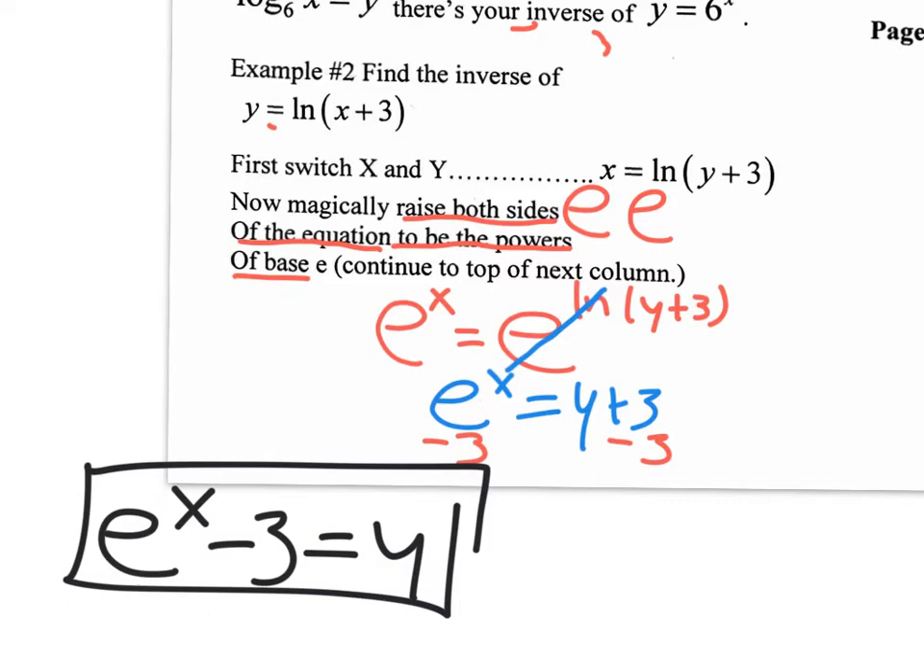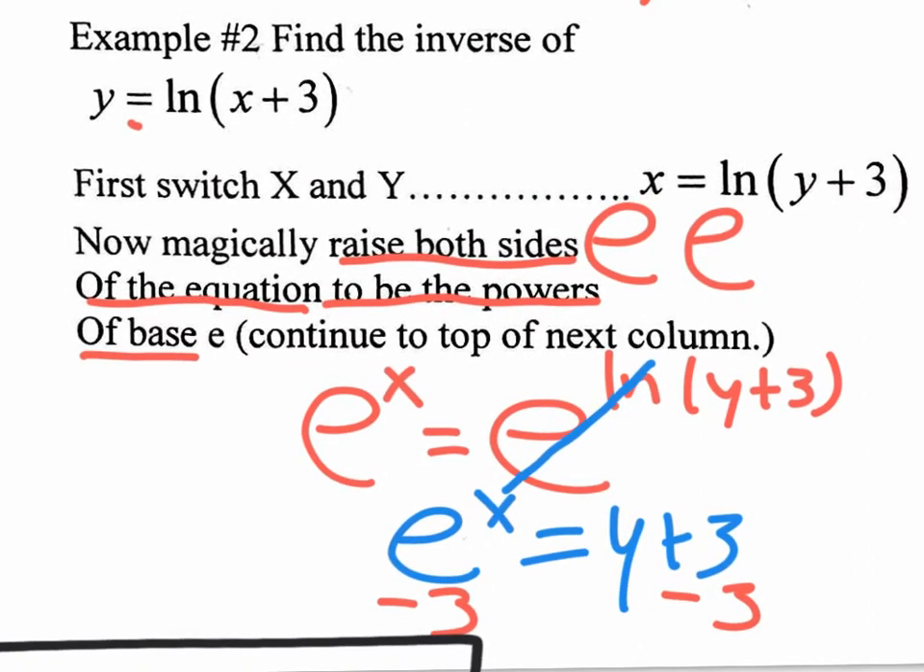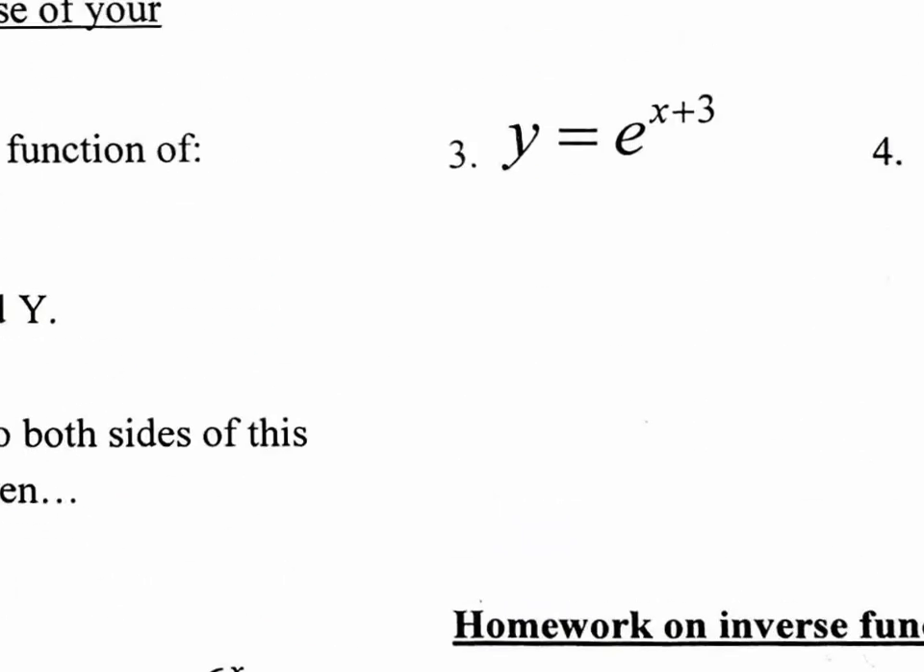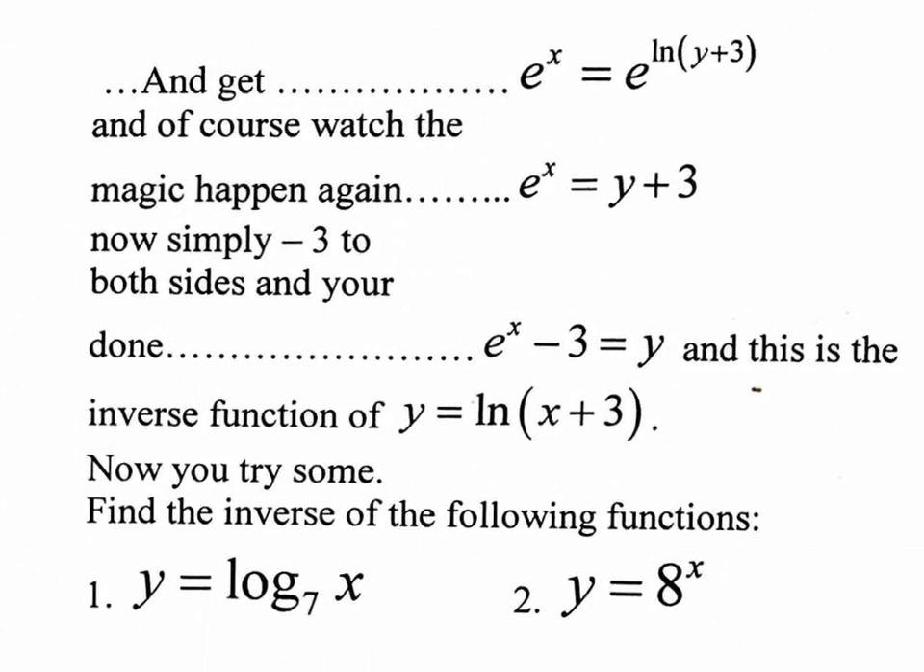Okay. Now all of this work is explained. Let's go back to the notes here. It says magically raise both sides of the equation to be the powers of base e, and then it's continued on top of the next column. So if you move over and all the way up, it has everything explained for you right here.